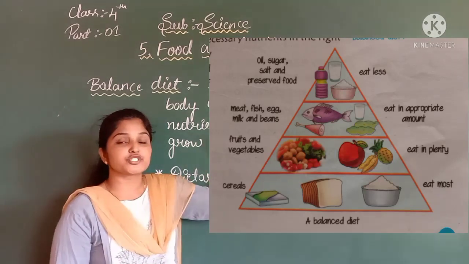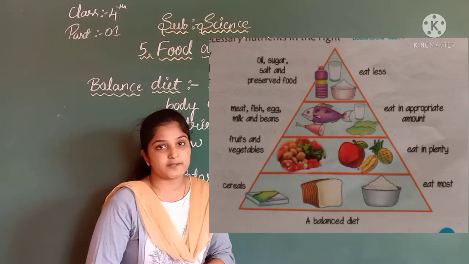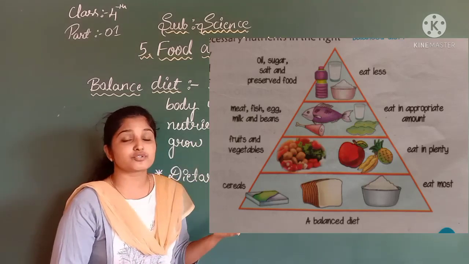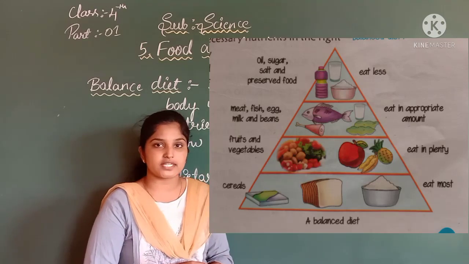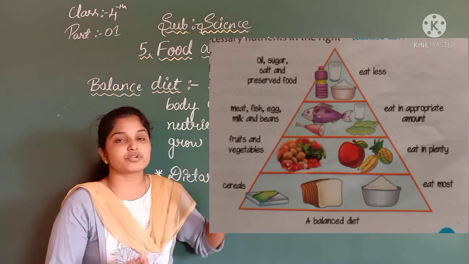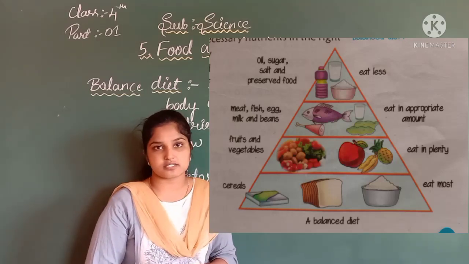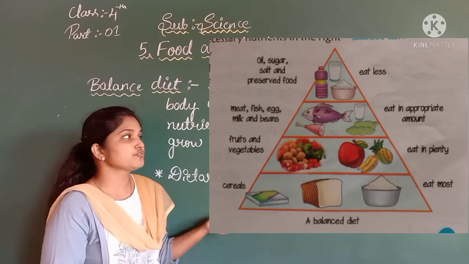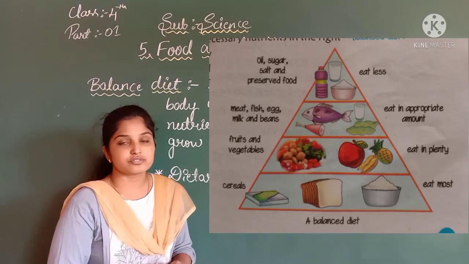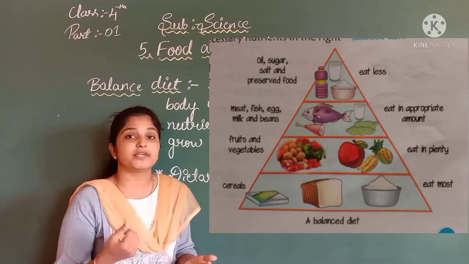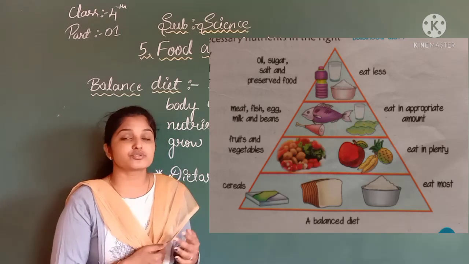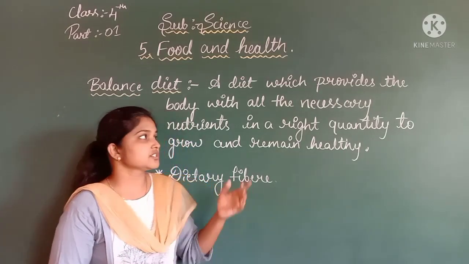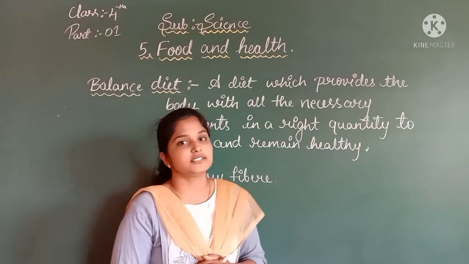The next one we should eat in a small quantity: oil, sugar, preserved food and salt. If we eat them more, it may cause some diseases. This is a balanced diet. You should follow it every day. If you follow it every day, you will be very healthy and you get all the necessary nutrients.